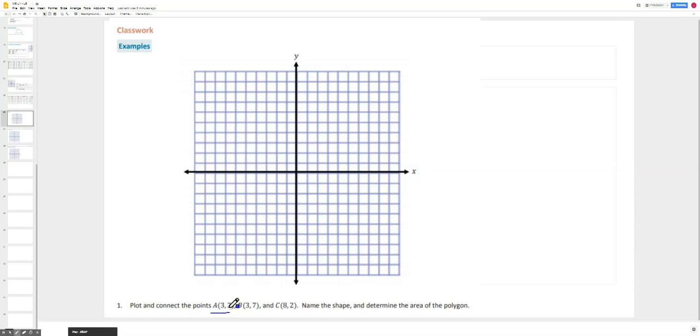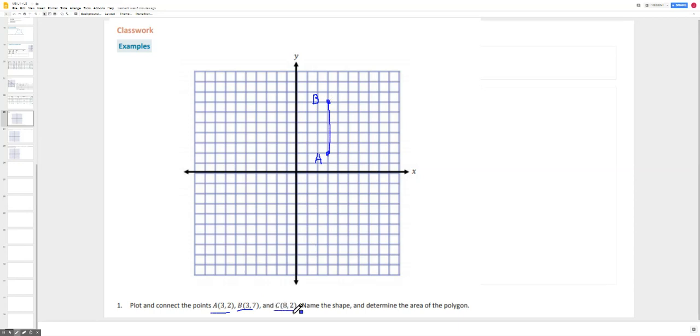So first we have A, which is at (3, 2). So 1, 2, 3, and then up 2. So remember the X is the side to side or the first number, and the Y is the up and down. Of course, that's an A, so let's go and label it. B, we have (3, 7), so 1, 2, 3, and then up 7: 1, 2, and then 3, 4, 5, 6, and 7. So I'm kind of using the other dot to guide me. And of course it says connect, so let's go ahead and connect those together as straight as possible.